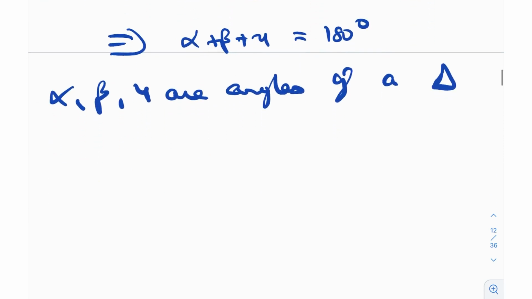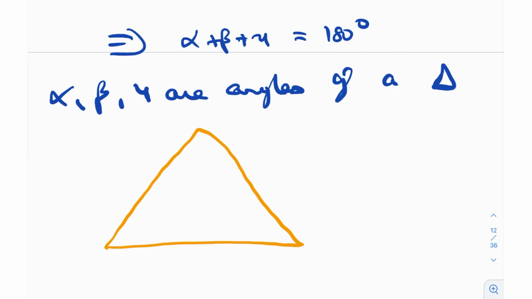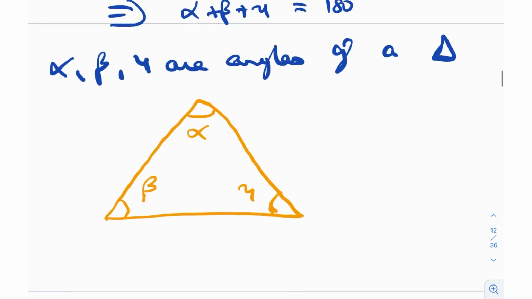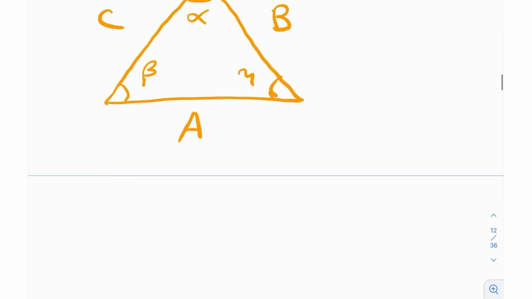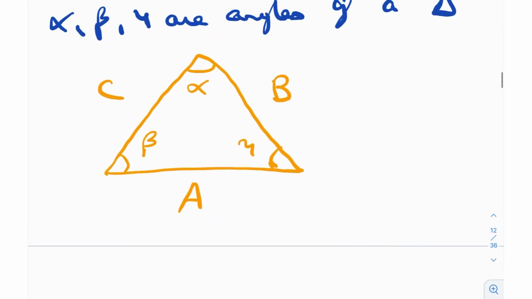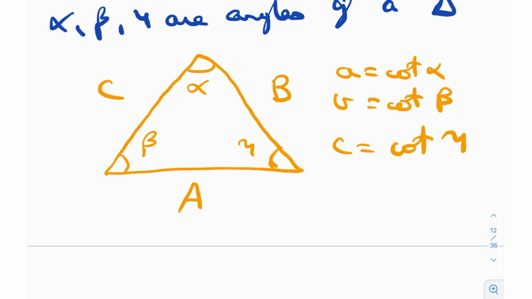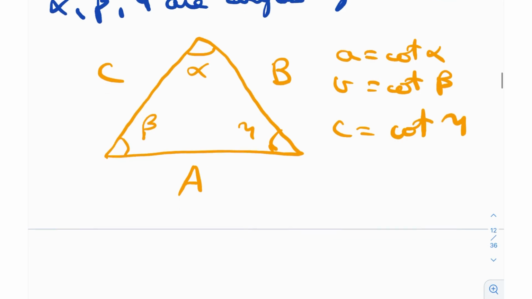So moving on, what does that mean? Essentially, I can draw a triangle here with the angles alpha, beta, gamma, and they sum up to 180. The side opposite to alpha I can take as capital A, the side opposite to beta will be capital B, and the side opposite to gamma is capital C. Now let me remind you what the original equations were. A was cotangent alpha, B was cotangent beta, and C was cotangent gamma. So our goal is to find A, B, C. And if we find alpha, beta, gamma, we can eventually find A, B, C.